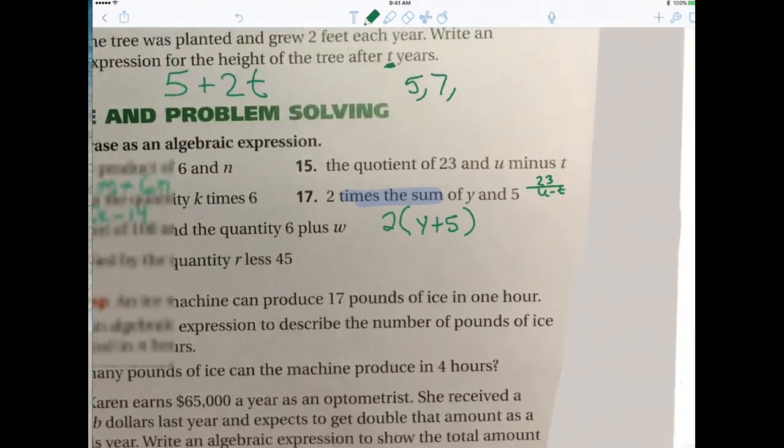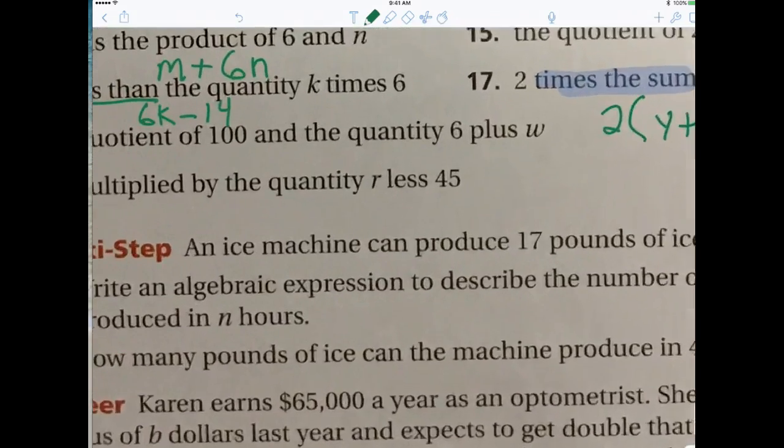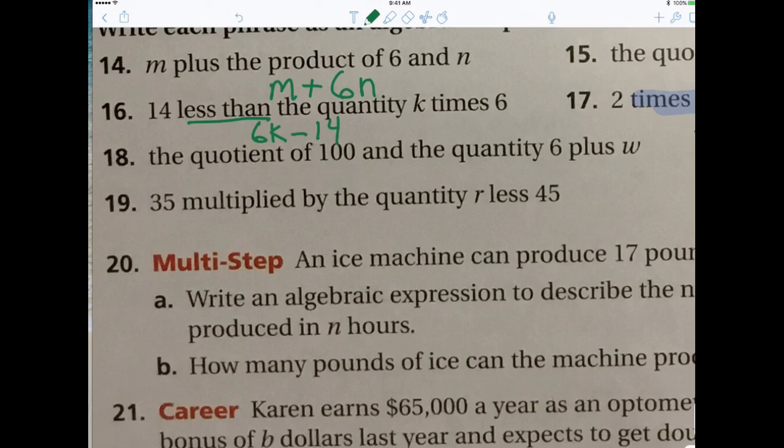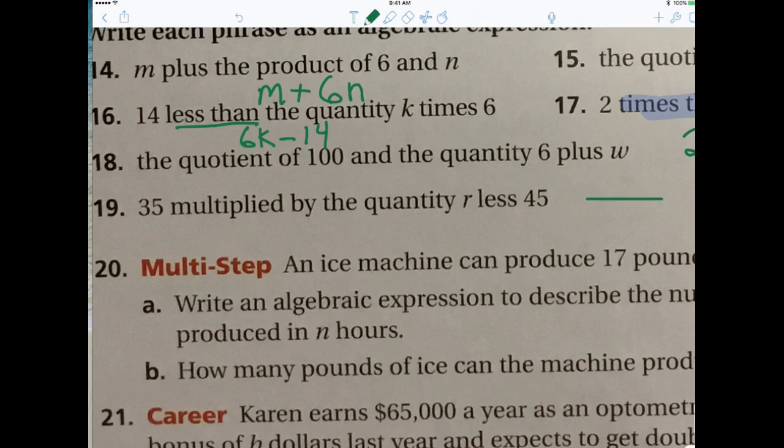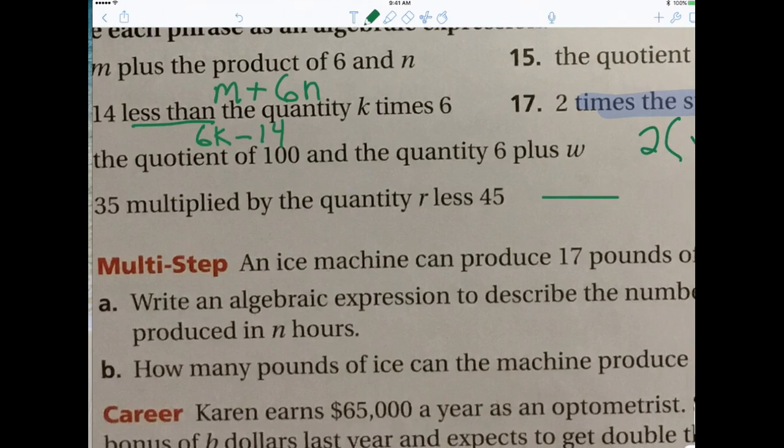All right, Thomas, read to me 18. The quotient of 100 and the quantity 6 plus w. So what do I have to do on this one, buddy? Quotient means what? Division. So what goes first? 100. Yes, good. Where does that go, though, on the top or the bottom? When you read it first, that goes on the top. So the quotient of 100.